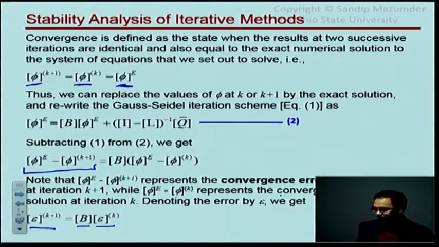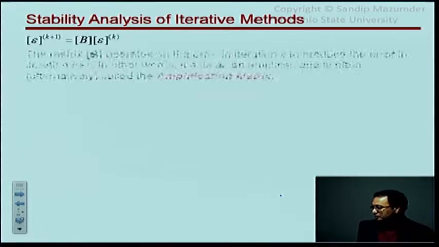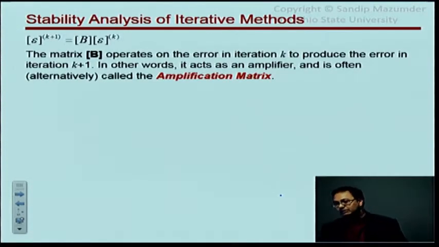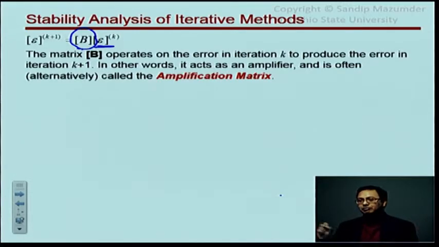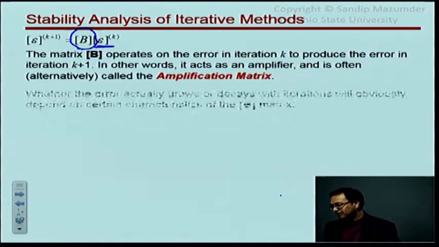So that is why the B matrix, an alternative name for it, is also the amplification matrix. It's called the iteration matrix, and it's also called the amplification matrix. Why? Because this is kind of like an amplifier if you think about it. I take the error at a certain iteration, I multiply it by B, and that gives me the error at the new iteration. So this is like an amplifier. It may actually damp out that error or it may blow it up at the next iteration, depending on what B is. So that's why it's known as the amplification matrix.